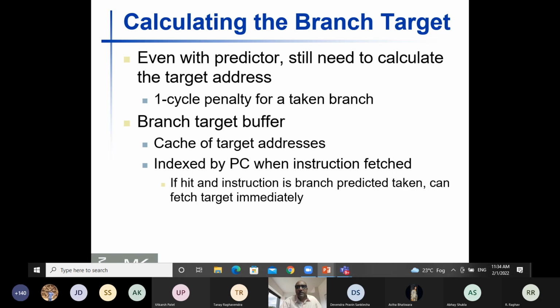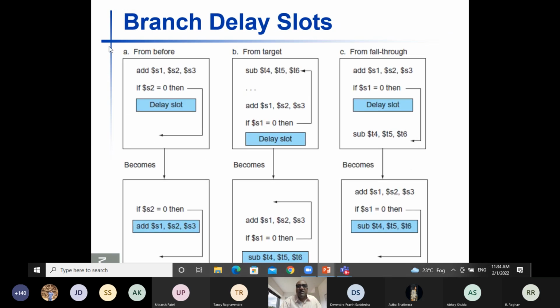Then another way of solving the branch hazards is the delay slots. This is similar to the case of data hazards, where we organize the code to avoid the hazards. Similarly, in the case of branch hazards also, we can avoid them by properly placing the instructions. For example, here an add instruction is there, add S1, S2, S3. That means S2 and S3 will be added and the result will be placed in S1. And following this, we have a branch instruction.